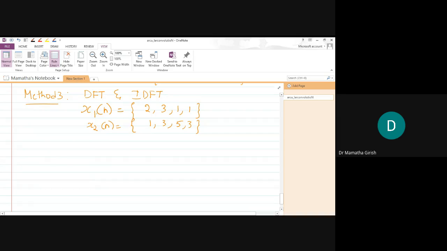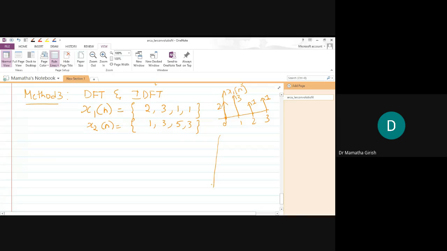The first step is to visualize the sequences x1 of n and x2 of n. If you ask me to plot how x1 of n looks, it is something like this, at index 0, 1, 2, and 3. At index 0, I've got an impulse of weight 2. At index 1, an impulse whose weight is 3. At index 2, an impulse whose weight is 1. At index 3 also, an impulse whose weight is 1. Is it clear? This is how x1 of n looks.